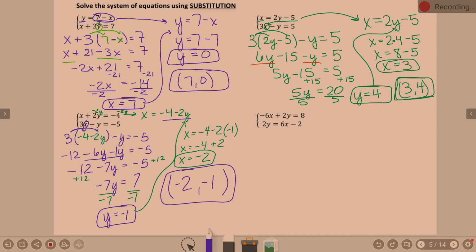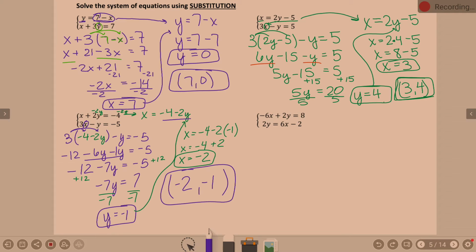Okay. Hopefully substitution's coming back to you a little bit. That's my hope there. And hopefully the extra little step we added makes sense. One more substitution before we move on to elimination.